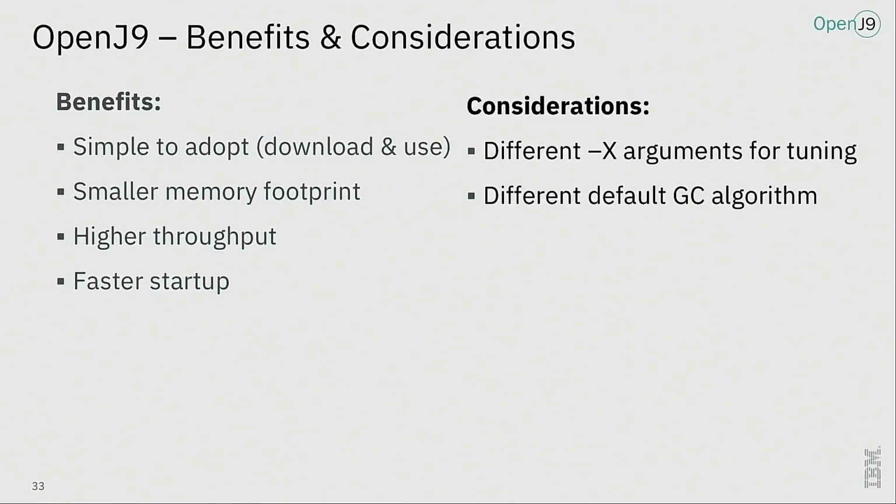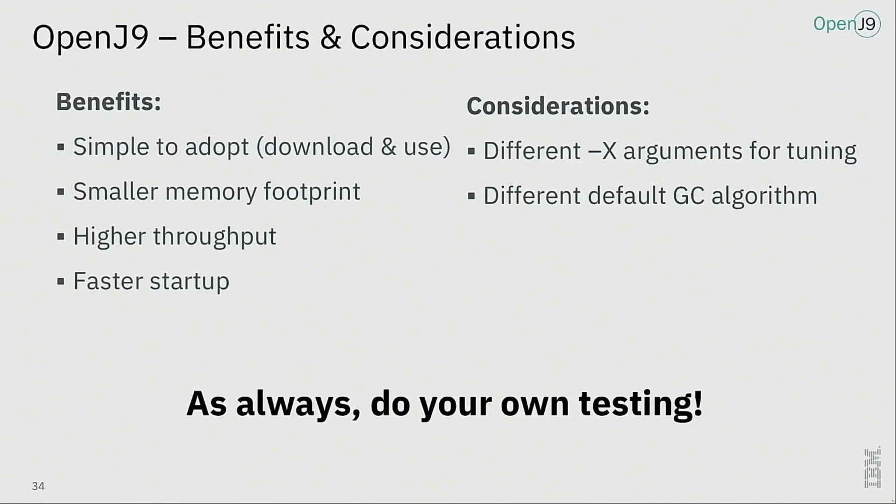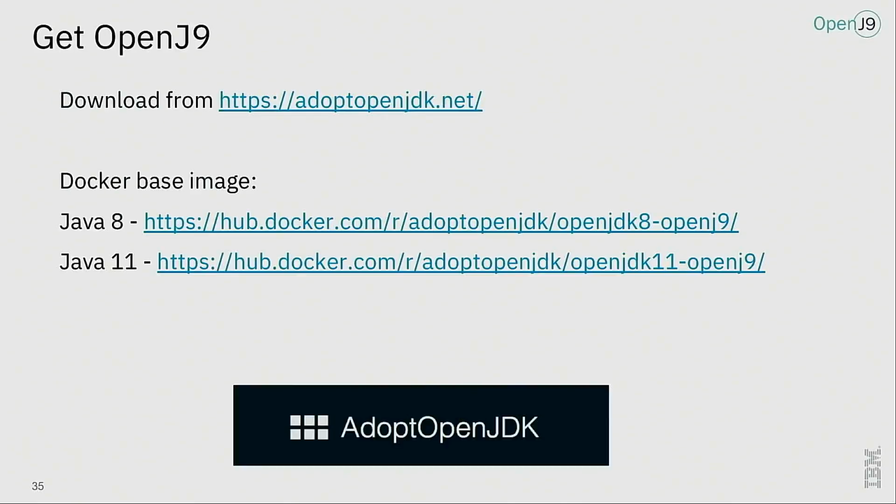There are things you have to be aware of, because it is a different virtual machine, right? It's different from HotSpot. If you're doing any sort of tuning and setting HotSpot-specific flags, those will not apply to OpenJ9. And it does have a different GC algorithm. So as always, you want to do your own testing. You want to validate everything we're up here claiming about. But in our observed practice, it is a far better JVM than HotSpot.